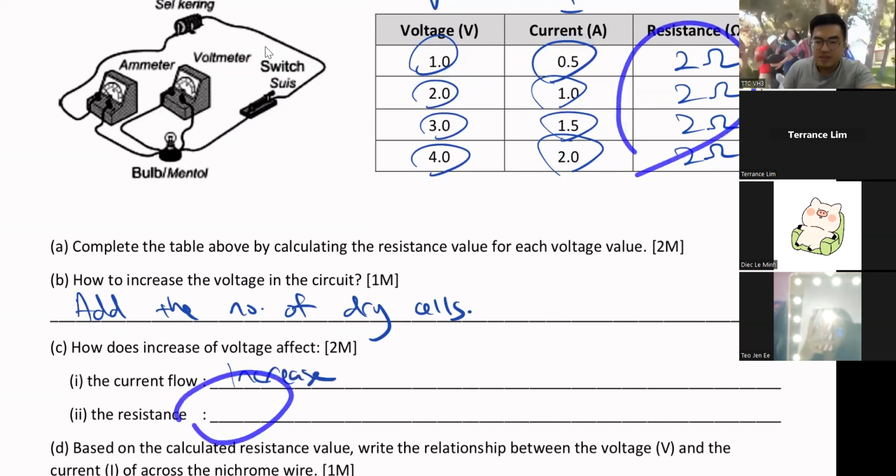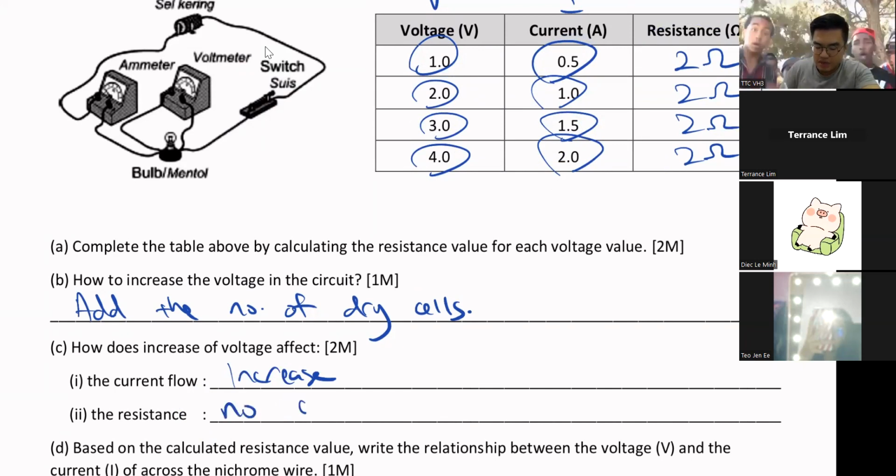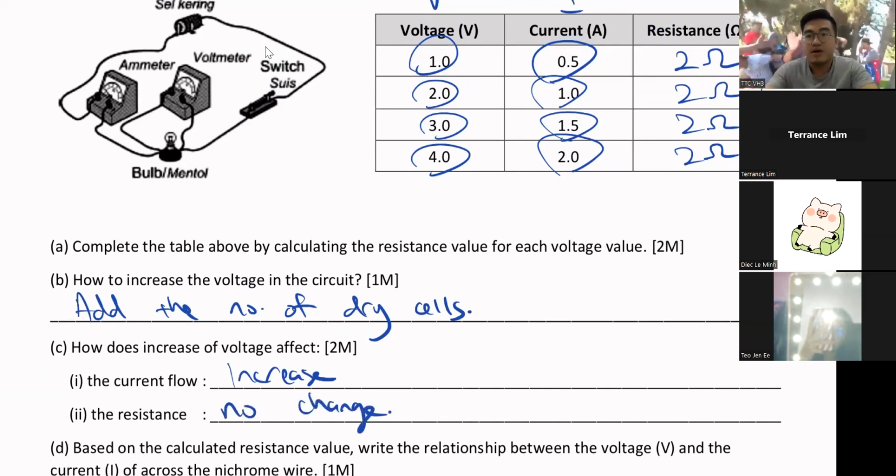What about the resistance? The resistance has no change, right? I don't care how fast my river goes. I don't care how wide my river goes. The number of stones is the same. I have the same stones in the river, so I have the same resistance in the river. Common sense. I hope this is common sense.